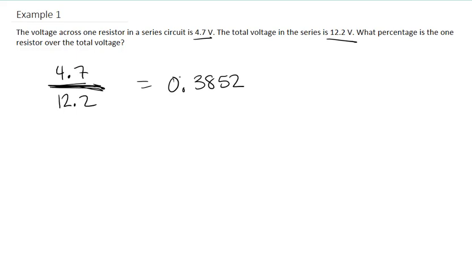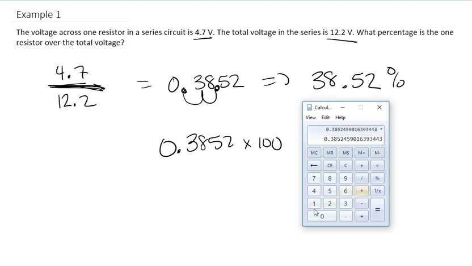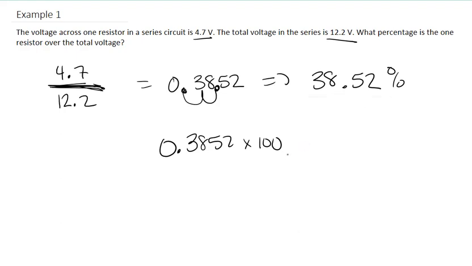So our next step is to move the decimal over 2 spots, or we can multiply it by 100. So if we were to move it over 2, we'd go 1, 2, and we place the decimal there. So it becomes 38.52%. Or we could have gone like this and multiplied by 100. So we multiply this by 100, and then we get 38.52.